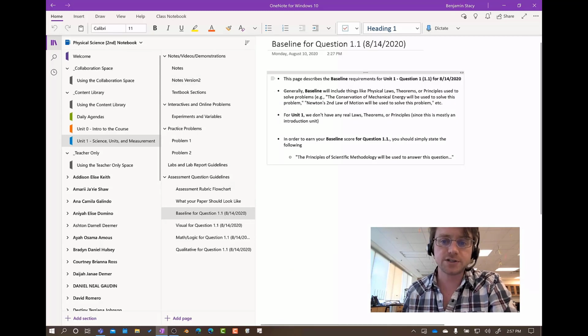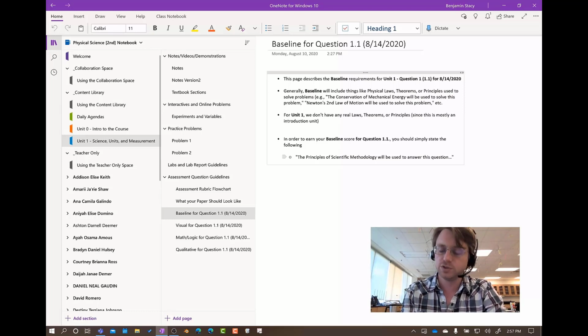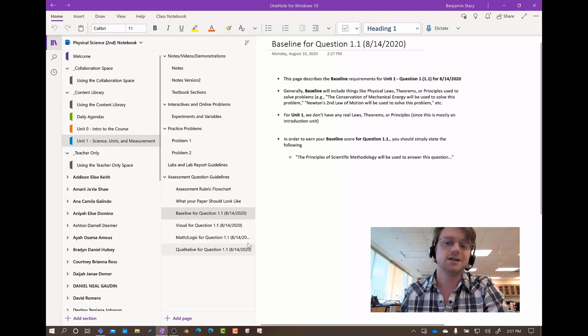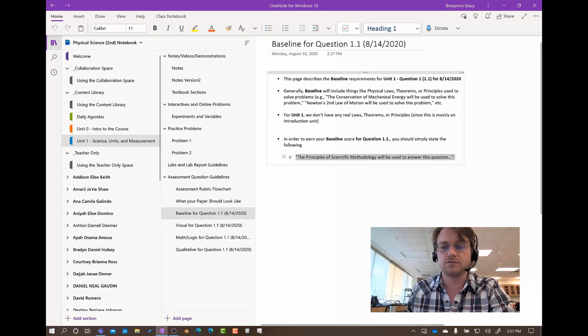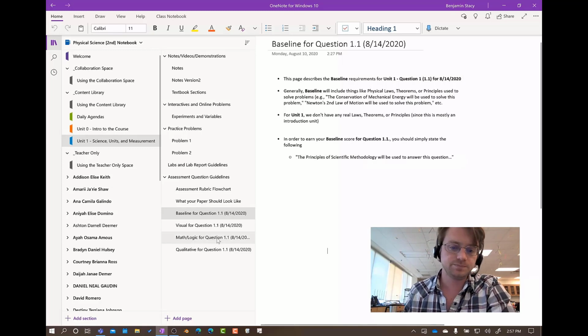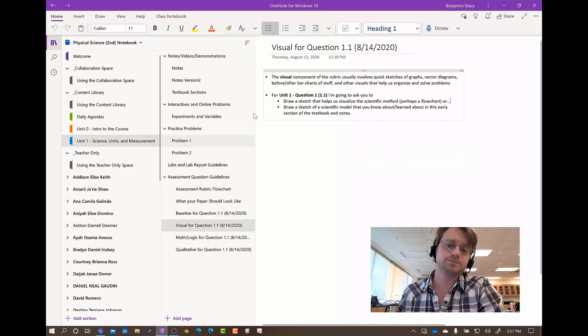for physical science, your baseline is going to be something like the principles of scientific methodology will be used to answer this question. Because we don't really have any major principles, theorems, or laws at the very beginning of the course. So we're just practicing doing our assessment question. Just write this for the baseline.